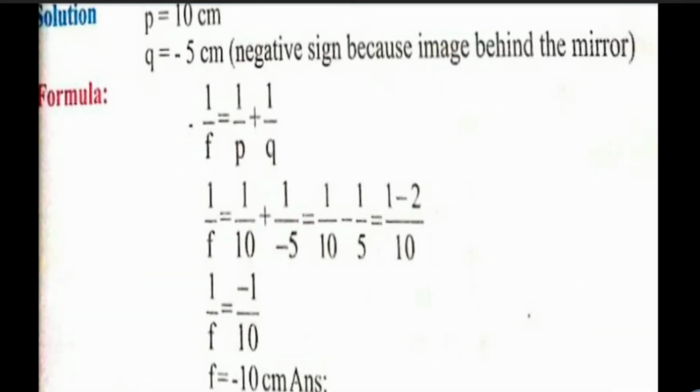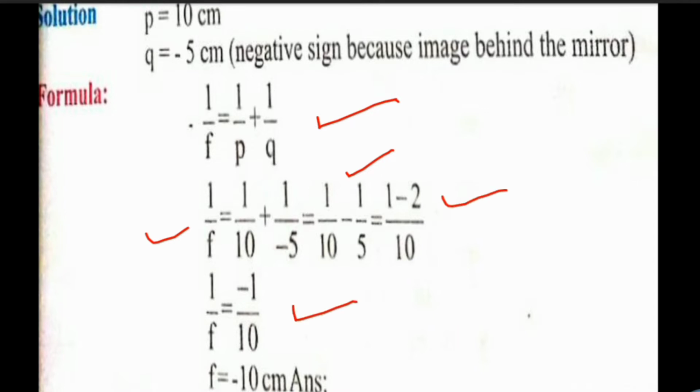Now we will apply the mirror formula. 1 upon f is equal to 1 upon p plus 1 upon q. In the next step we will put the value of p and q, which will become 1 upon f is equal to 1 upon 10 plus 1 upon minus 5, which will be equal to 1 upon 10 minus 1 upon 5. We will take the LCM of 10 and 5. What would be the LCM? 10. In the numerator we will write 1 minus 2 upon 10.